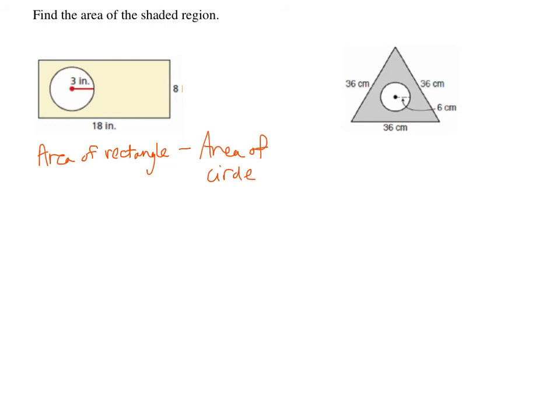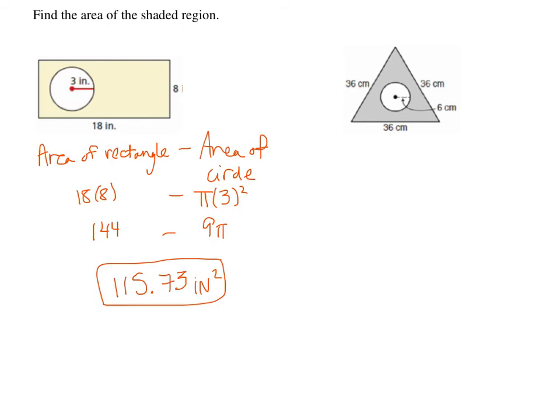All right, so the area of my rectangle, we've got base times height, so my 18 times the 8. And then area of a circle, we have our pi r squared. Well, my radius is the 3, so this is 9 pi. And 18 times 8 is 144, so when I subtract this in my calculator, I get 115.73, and this would be inches squared, and that's the shaded region.